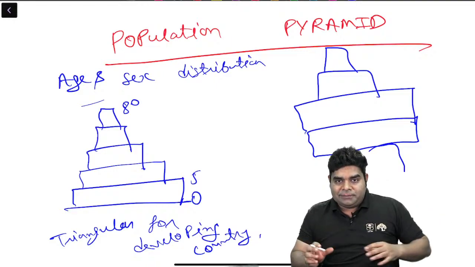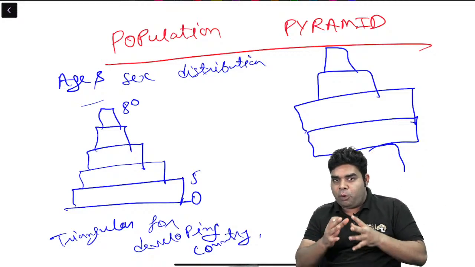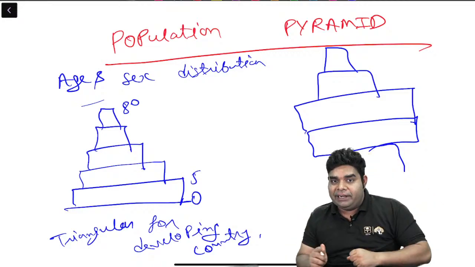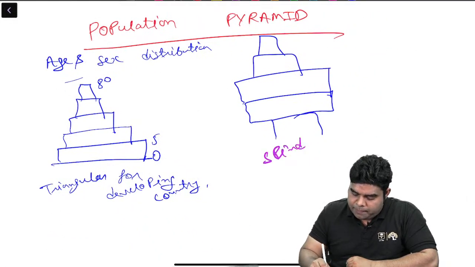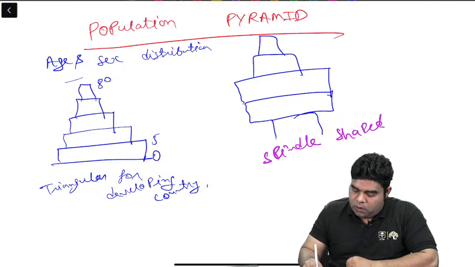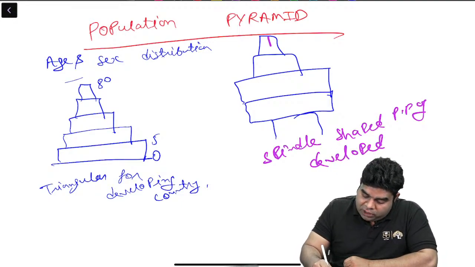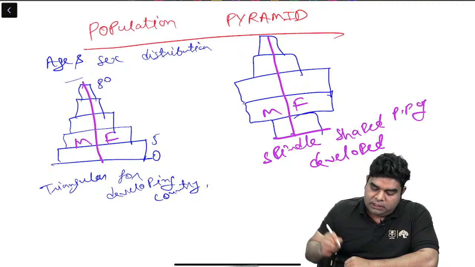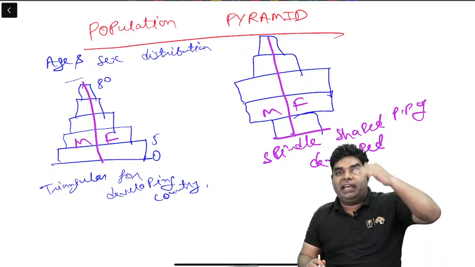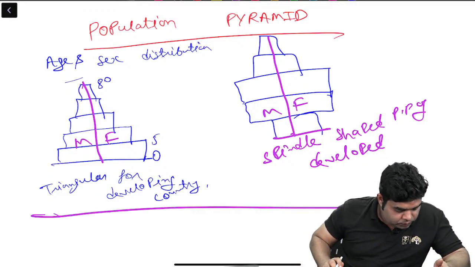Spindle मतलब पंख, है ना? बीच में मोटा, कोने में छोटा, है ना? Broader from the center, tapering at the end. So this is the spindle-shaped population pyramid of a developed country. Now, how does it tell about age and sex both? If you divide it into male and female, that will also tell about the sex distribution along with the age distribution. Okay, so that is the point.